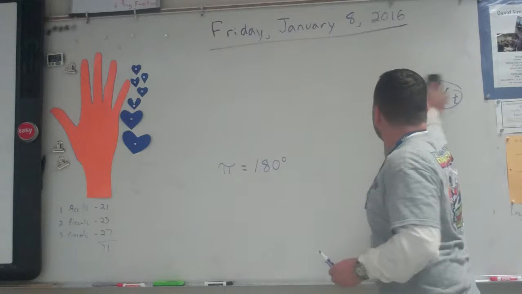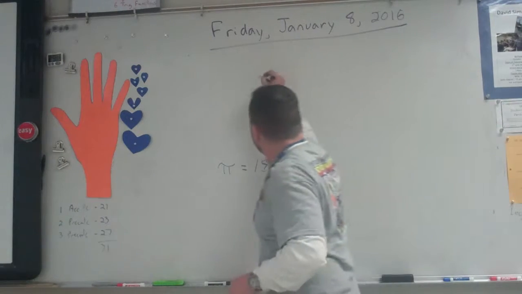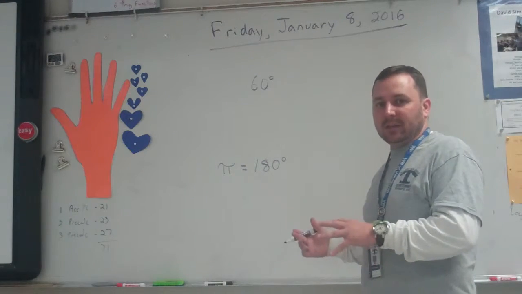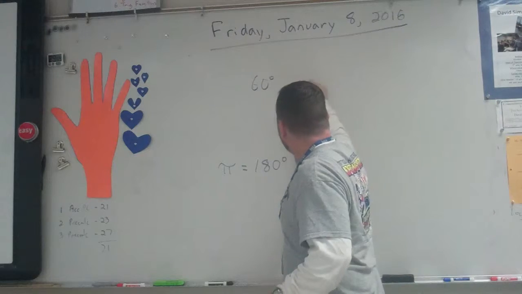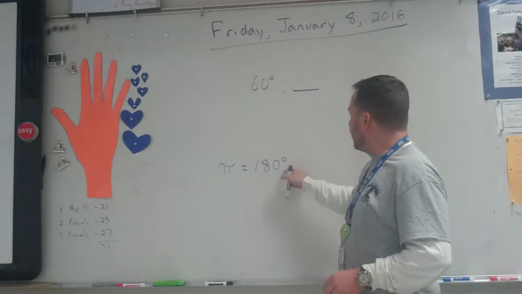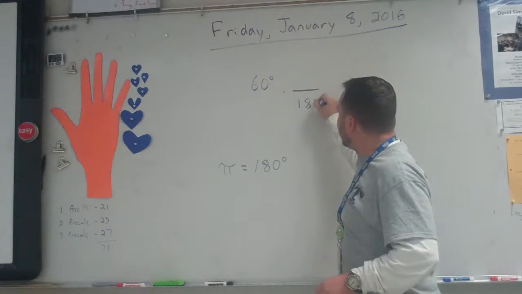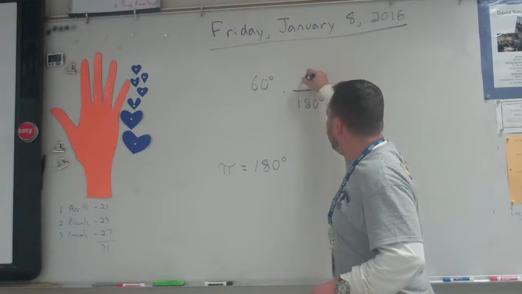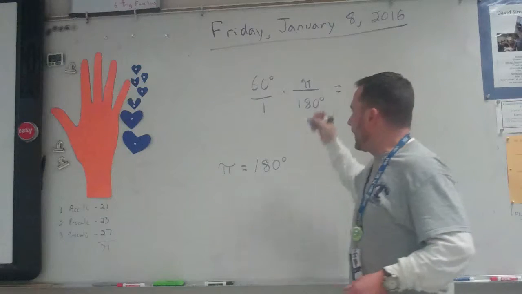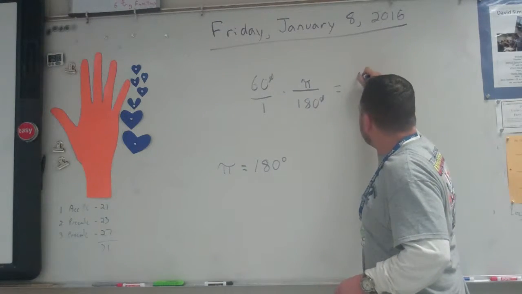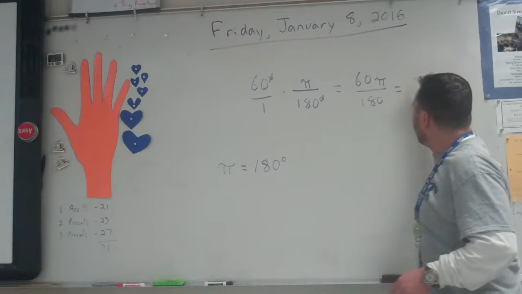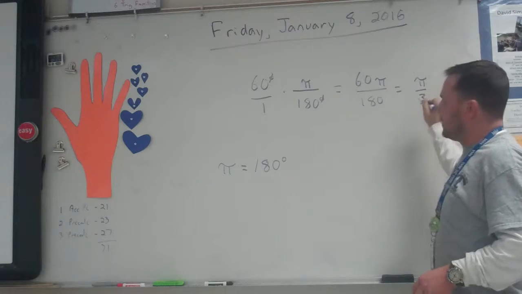And let's say I've got 60 degrees, and I want to convert that 60 degrees into radians. Just like I did with the inches, I want the degrees to go away. So I put 180 degrees in the denominator and my pi radians in the numerator. My degree units cancel, and that leaves me 60 pi over 180, and that will reduce to pi over 3.